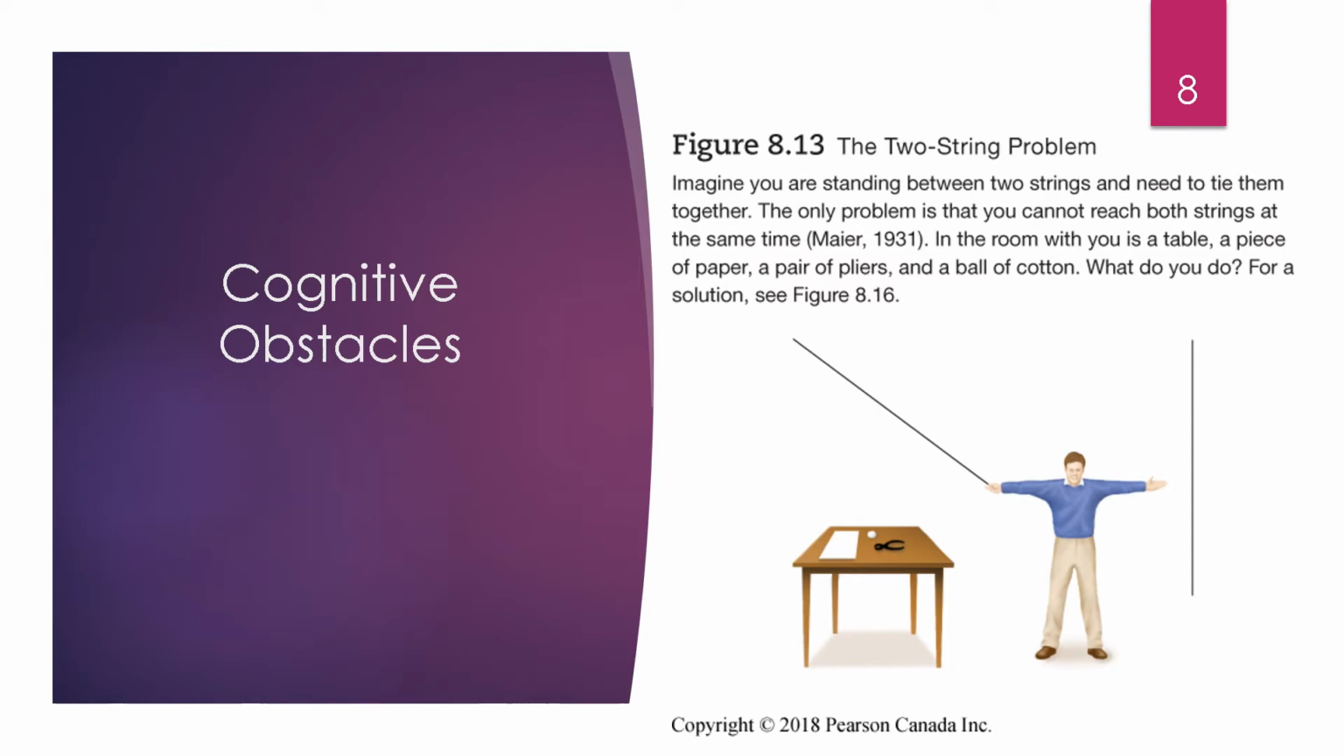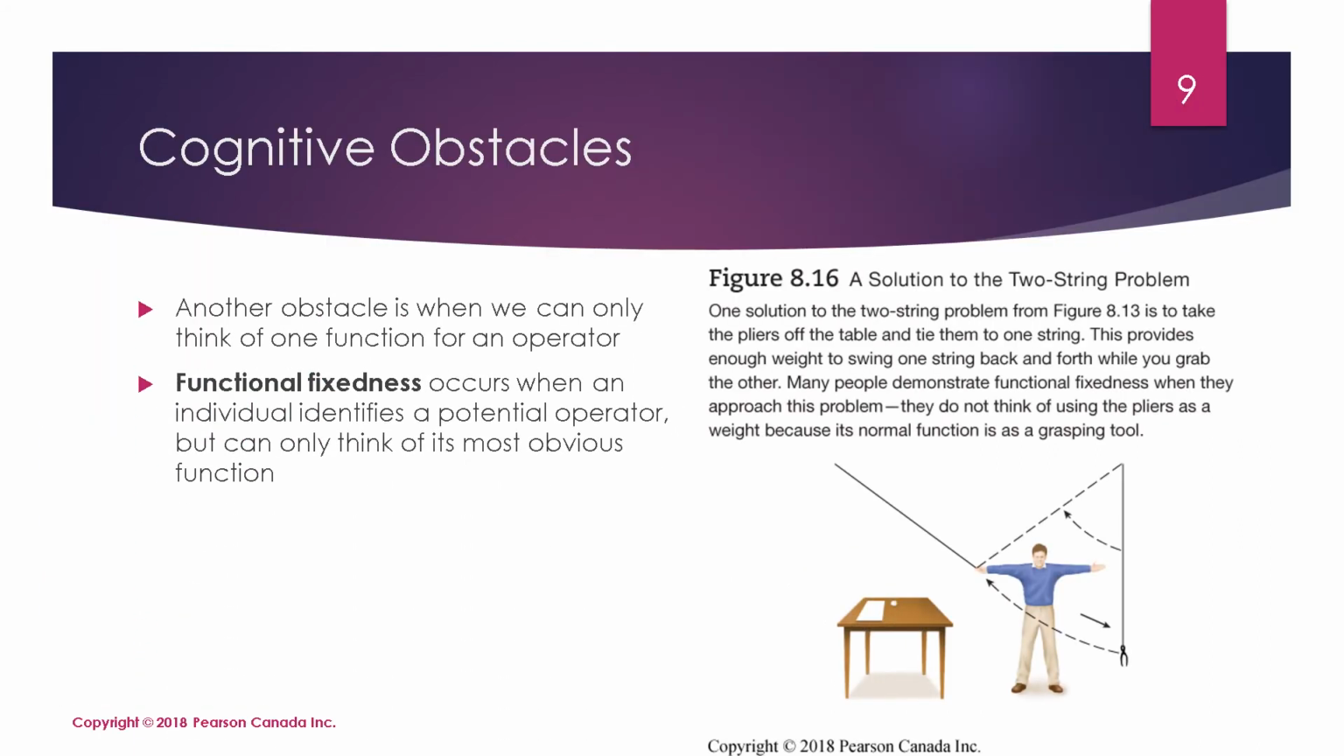However, if we look at the solution, which is on the next slide here, you can see that one way to solve this problem would be to use the pliers as a pendulum. So attach them to one of the strings, swing them back and forth, and then while grasping the other string, you wait for the makeshift pendulum that you've made out of those pliers to swing back towards you. This is a really interesting solution because a lot of people look at a pair of pliers and assume, okay, it has that one function for grasping, for pinching, but they fail to see that there are other functions outside of the intended purpose.